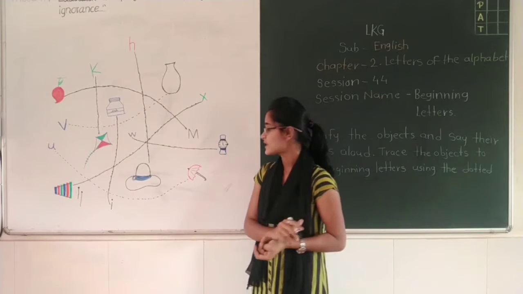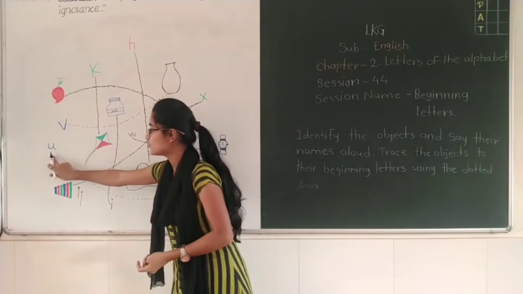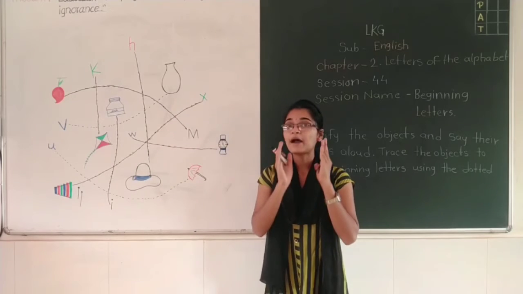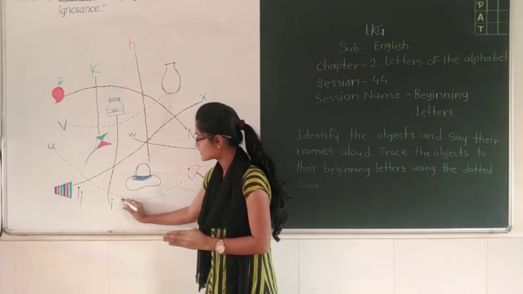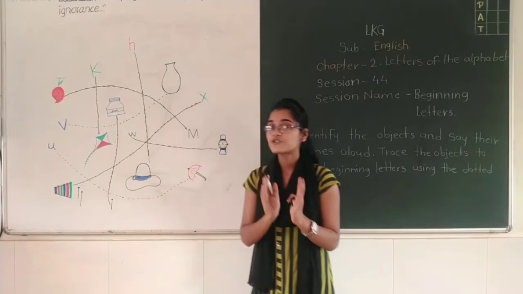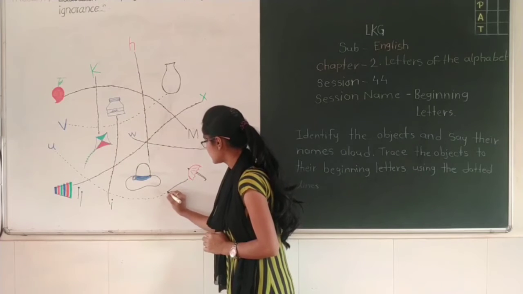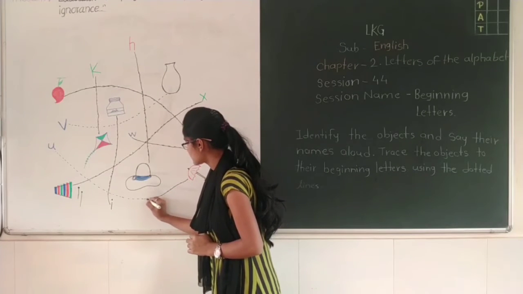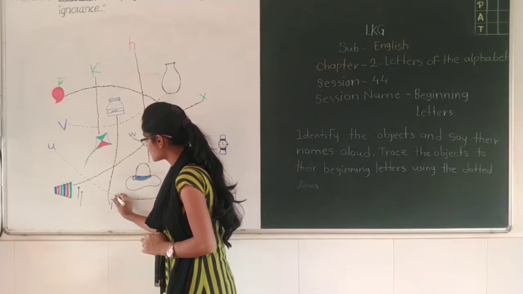Now as you can see, the picture of umbrella and letter U is joined by dotted lines. Look at here, these are dotted lines. So you have to trace this dotted line like this. You have to match.